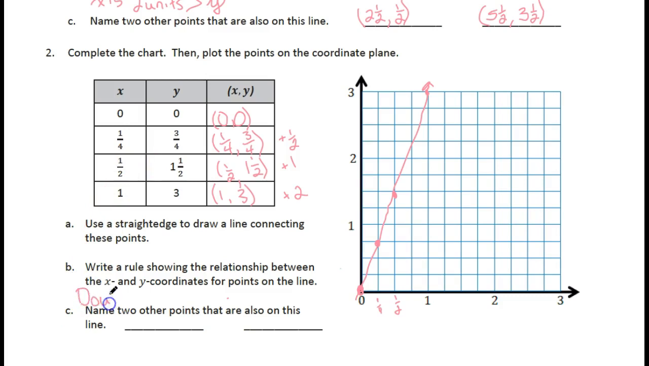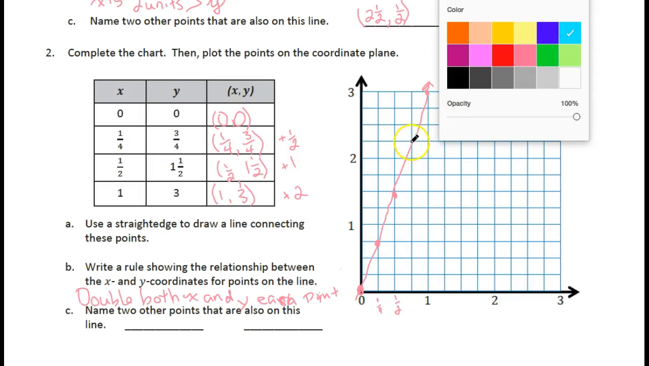So, double both x and y each point. Name 2 other points that are also on this line then. So if we were going to name 2 other points, I'm going to name this one because you see how it crosses right here? So it's going to be an easy point to name. I'm going to do it in a different color so it kind of stands out a little better. So we're going to put that one right there.